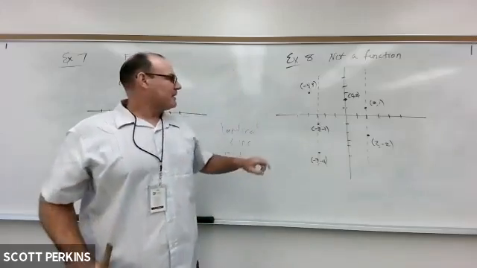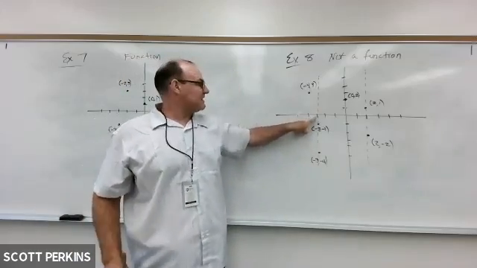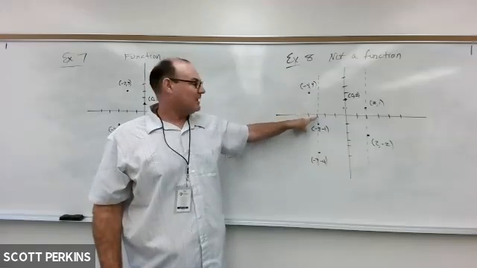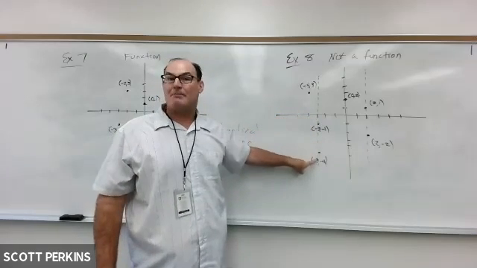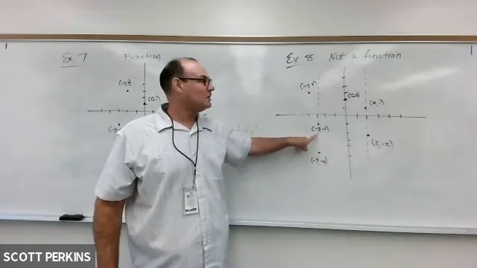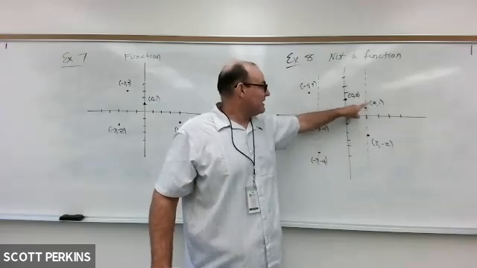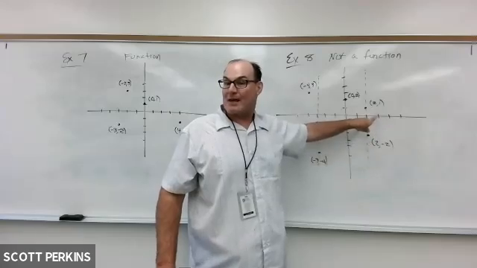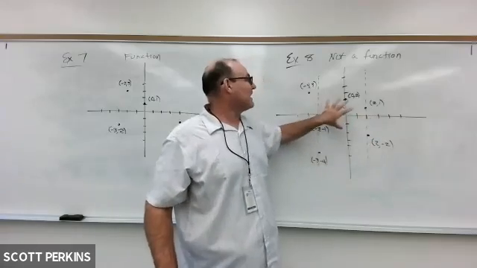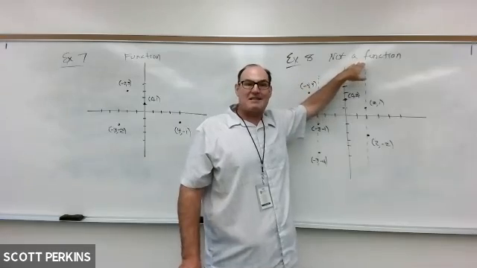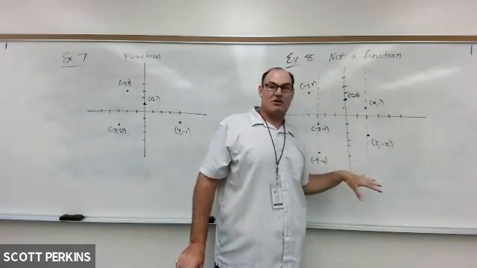So notice this vertical red line, which represents the x value -3, hits the graph in more than one place. That means there's more than one y value. This vertical line that represents the x value 2 hits the graph in more than one place. So that means there's more than one y value. That's why not a function. Okay, that's how this picture relates to that definition.